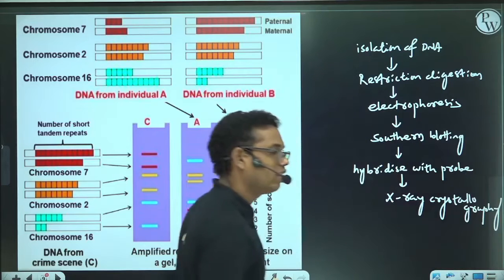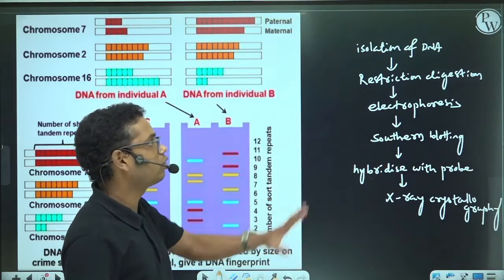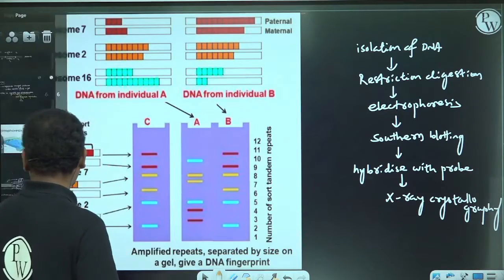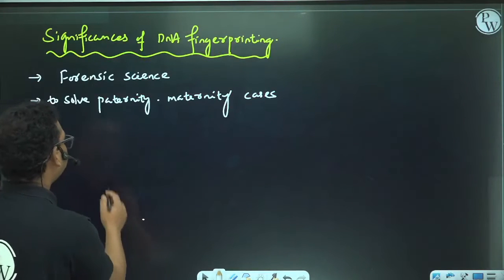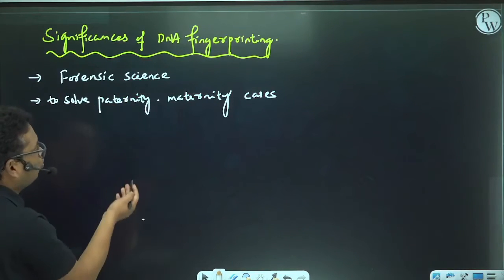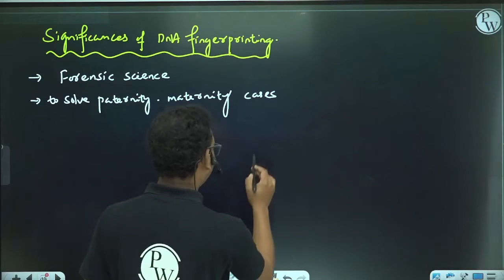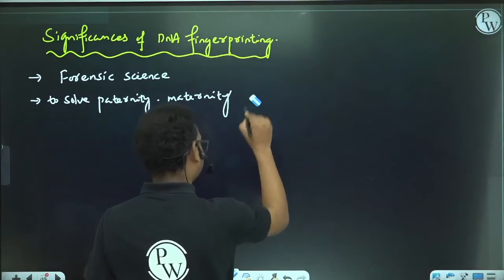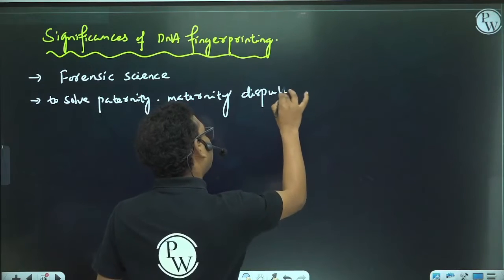Okay, then compare the DNA banding pattern. So these are the various steps used in DNA fingerprinting. So what are the significances? The significances are, this is used in forensic science, and this is used to solve paternity and maternity dispute cases. To solve this, we use DNA fingerprinting.